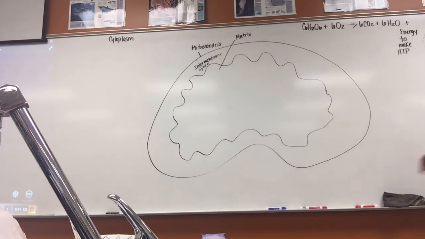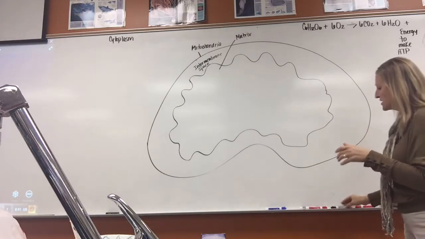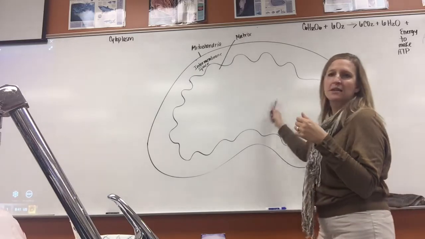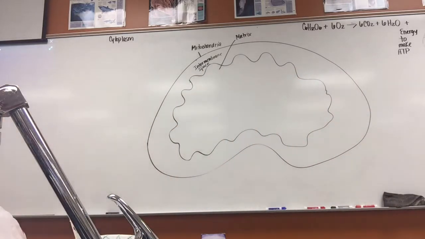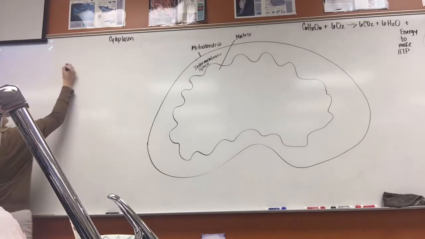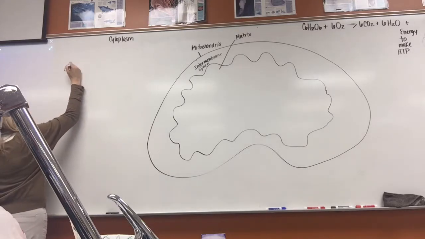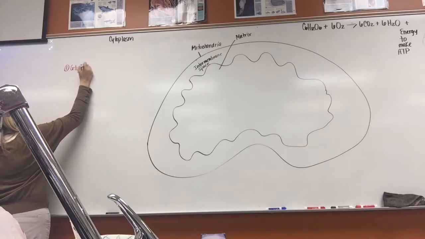So that first series of reactions does not occur inside the mitochondria. It occurs in the cytoplasm, and that first set of reactions is called glycolysis. All right, so therefore I'm going to write some things out here. I'm going to write it in purple. Some people like to write the same color I do, but it really doesn't matter. So first step, step one, is glycolysis.